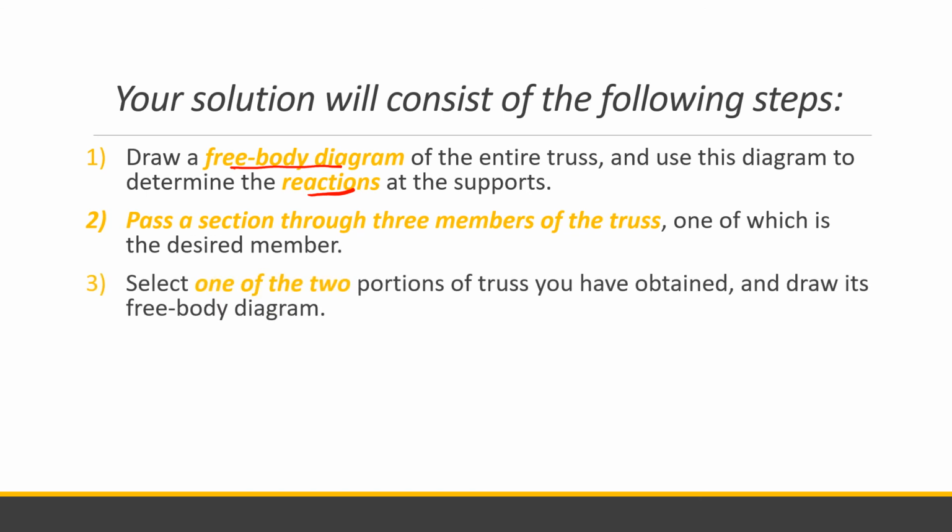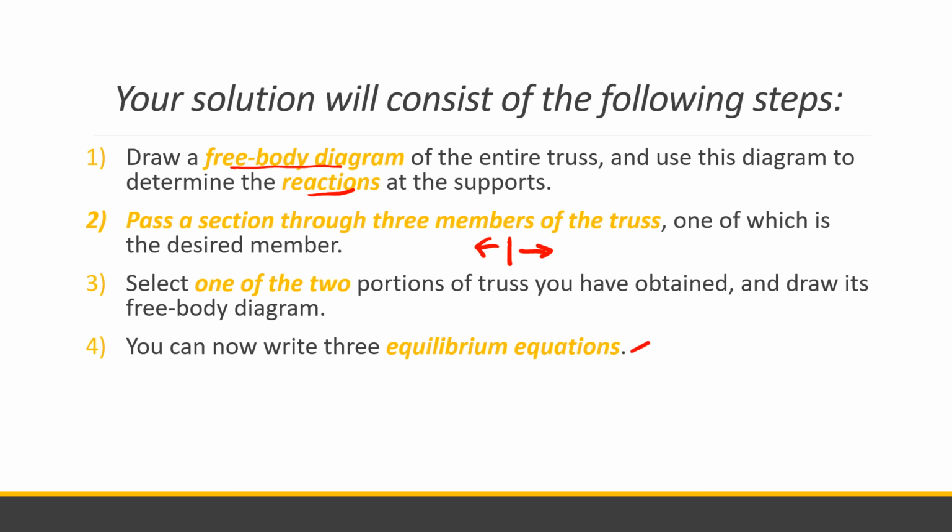Now, after that, you will select one of the two portions of the truss you have obtained and draw its free body diagram. So it's either you choose yung left na portion or yung right na portion. And after that, you will draw the free body diagram as what you have seen kanina. And then you can now write the three equilibrium equations. So that is summation of forces x, summation of forces y, summation of moment is equals to 0.